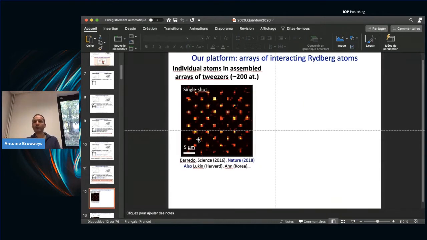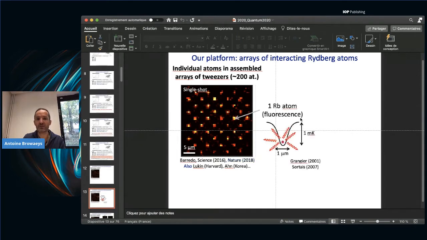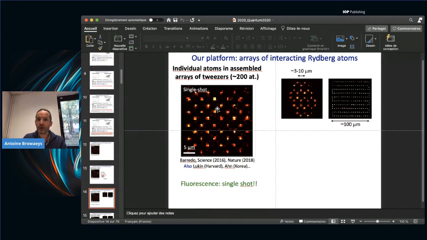The platform we are using is these arrays of individual atoms. This is a single-shot image of an ensemble of atoms. Each of these bright dots corresponds to the fluorescence of one and only one atom, which is trapped in a tightly focused micrometer-size dipole trap. We can now operate up to 200 atoms. We can arrange them in very different arbitrary geometries.